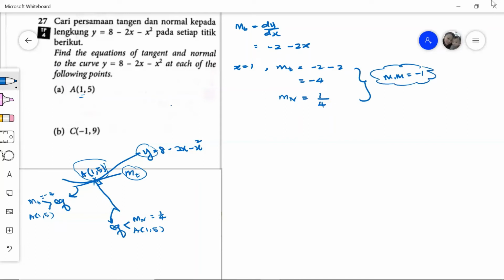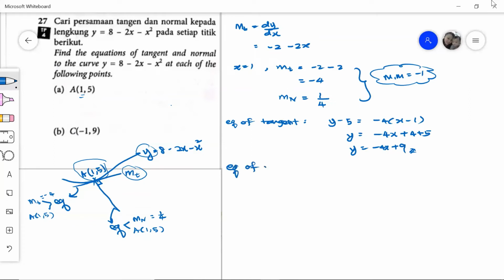And therefore, now let's find the equation of the tangent. So that will be y minus y1, which is 5, equals m times (x minus x1), which is 1 here. So open up the bracket, we have negative 4x plus 4 and plus 5. That is y. So y equals negative 4x plus 9. So we found the equation of the tangent, and now the equation of the normal.